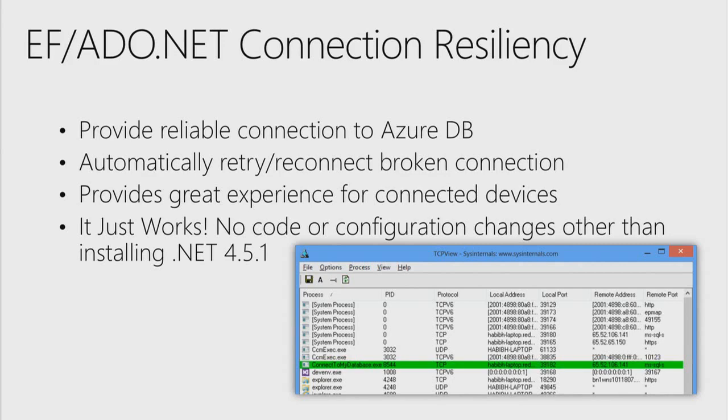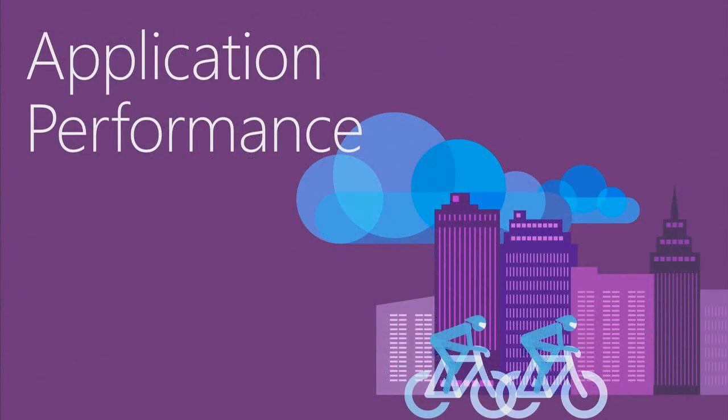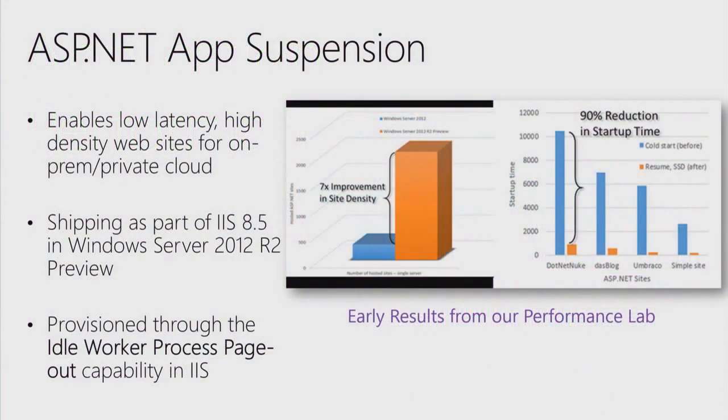So far we just spent a few minutes talking about one of the core pillars of .NET 4.5.1, which is developer productivity. Now I'd like to shift focus to application performance, where we've added a number of features to make applications that run on .NET that much faster and more performant. One of my favorite features is this new ASP.NET App Suspension that is available with Windows Server 2012 R2 and also which is part of IIS 8.5.